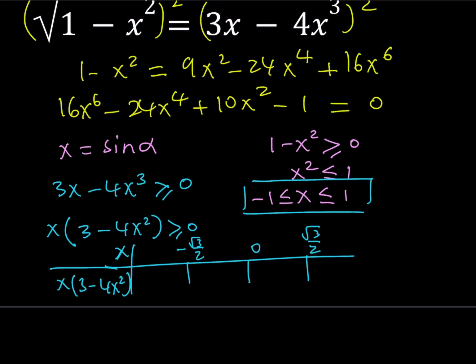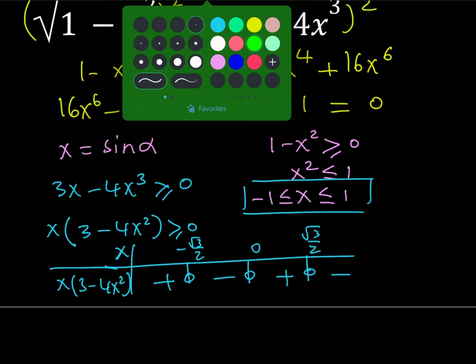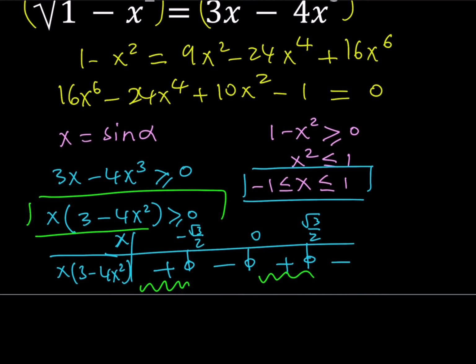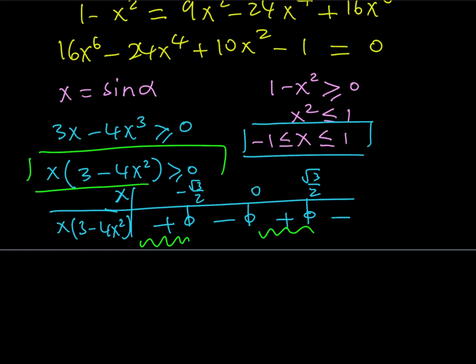As x approaches negative infinity, the function approaches negative infinity. So I have a negative sign here, and then it changes every time because these are valid roots: plus, minus, and plus. Now, what am I looking for? We're looking for the values where it's non-negative, greater than or equal to 0. In other words, this interval or this interval. So x needs to be less than or equal to negative root 3 over 2, or x needs to be between 0 and root 3 over 2. And of course, we also have the condition that x needs to be between -1 and 1.